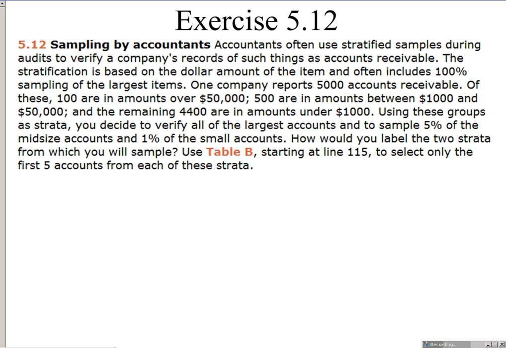Using these groups as strata, you decide to verify all of the largest accounts and to sample 5% of the mid-size, 1% of the small accounts. How would you label the 2 strata from which you will sample? Use table B starting at line 115 to select only the first 5 accounts from each of the strata. Okay, so we already know we're picking all of the largest ones, so we don't need to worry about that. So we need to worry about what we are going to do with the mid-size ones, and what are we going to do with the small accounts?